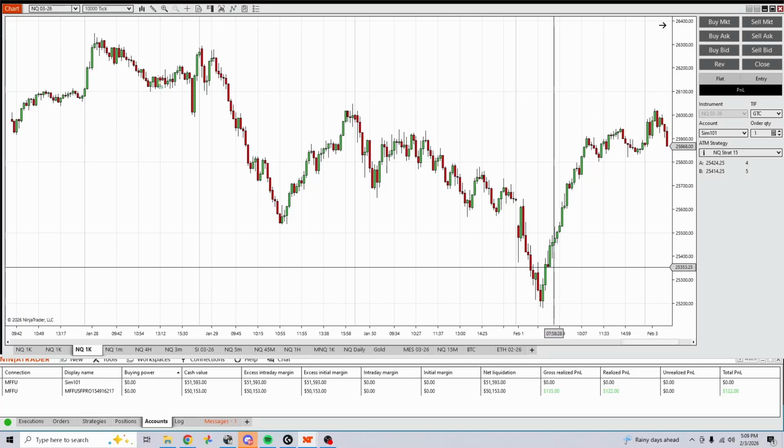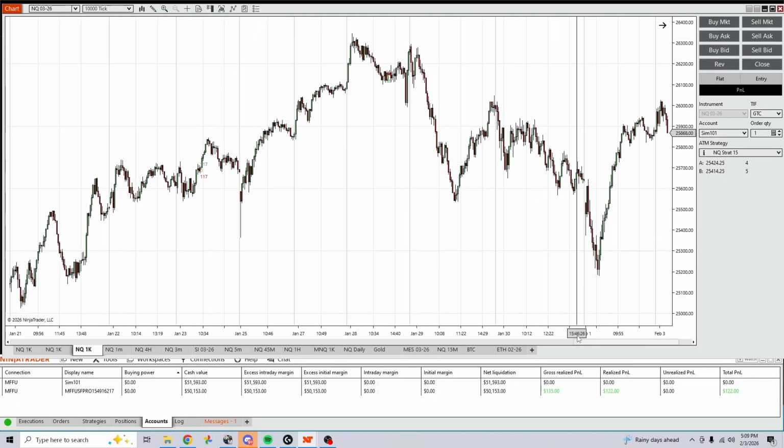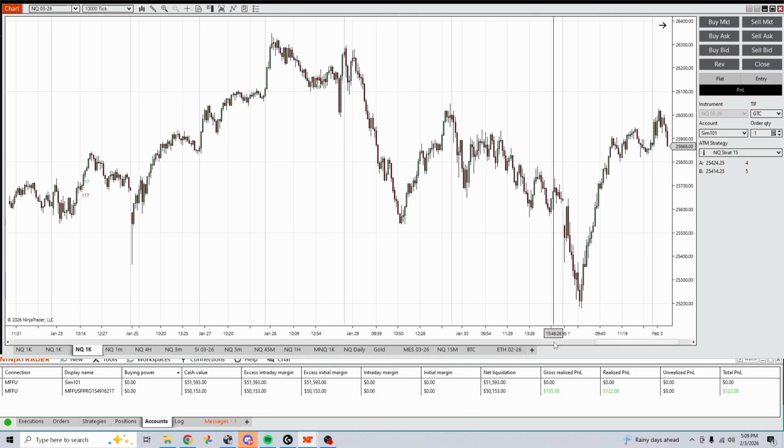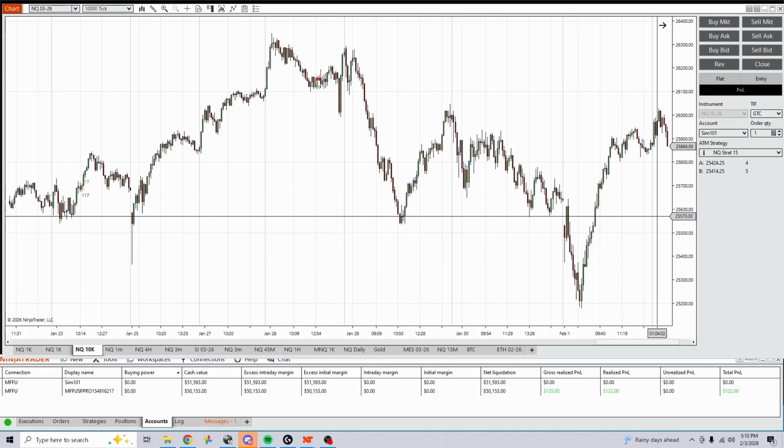Okay, this is a chart review for February 3rd. I'm trading NQ on a 1K tick chart. I need to rename this one. This is a 10K tick chart here that we're looking at just to see how things would have looked this morning.